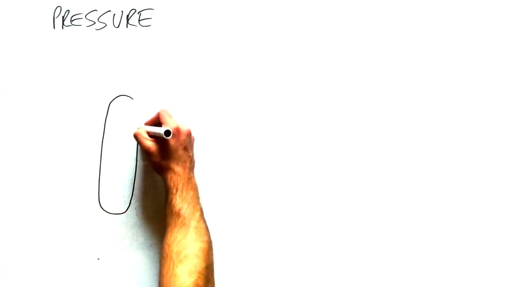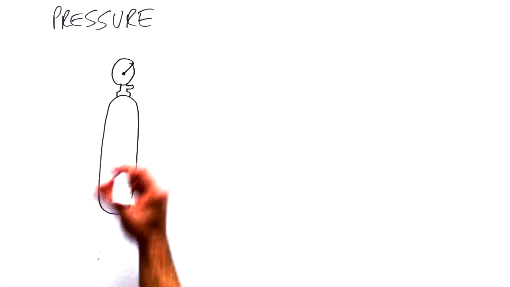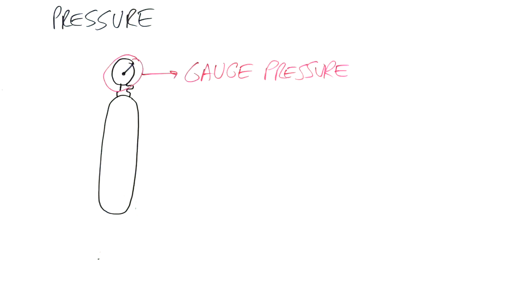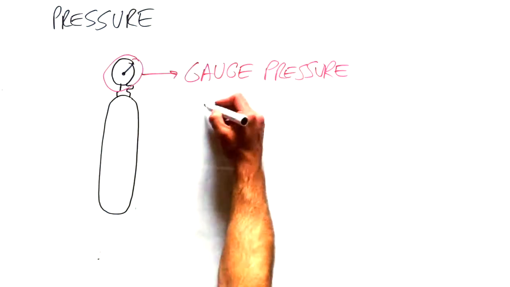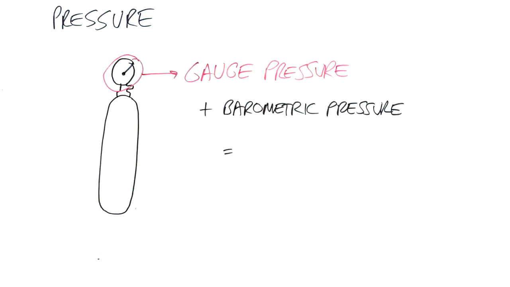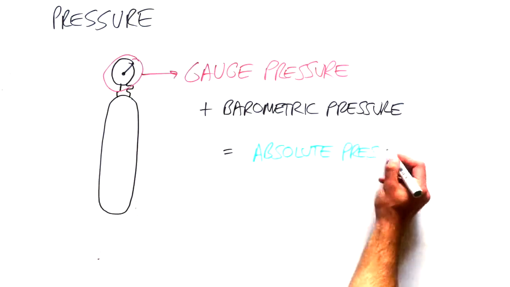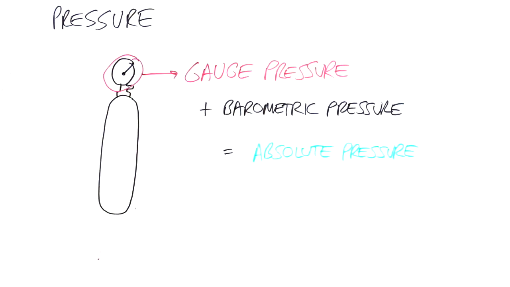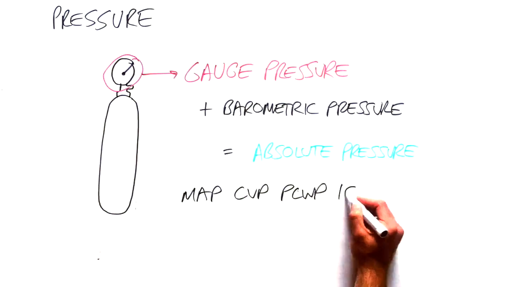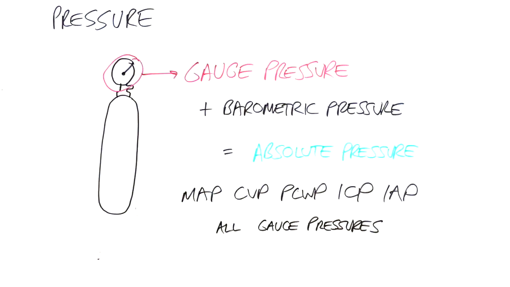Now, if we take a gas cylinder and a gauge which demonstrates the pressure within the cylinder, that is called a gauge pressure. Now, that gauge pressure is taken in addition to barometric pressure, i.e. the prevailing atmospheric pressure, and that gives us the absolute pressure, which is the combination of gauge and barometric pressure. MAP, CVP, wedge pressure, ICP, and intra-abdominal pressure are all gauge pressures that are taken in addition to atmospheric pressure.